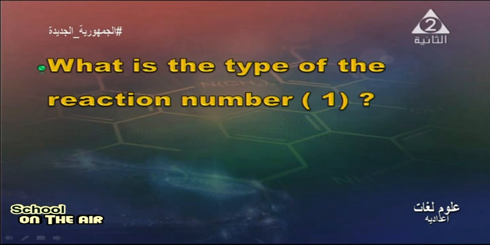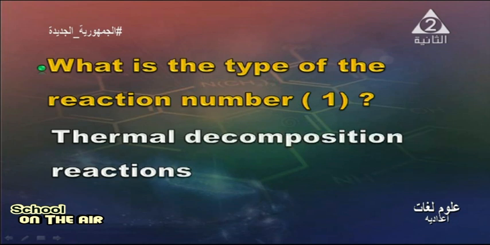What is the type of reaction number 1? Reaction number 1 is a thermal decomposition reaction because copper sulfate will decompose by heating into CuO and SO3.